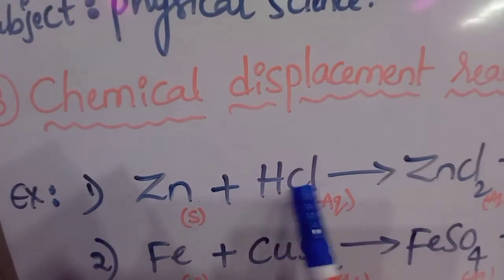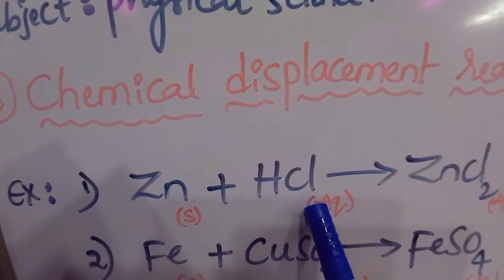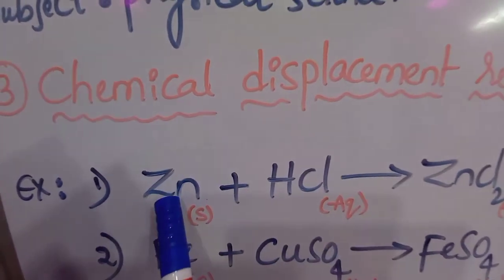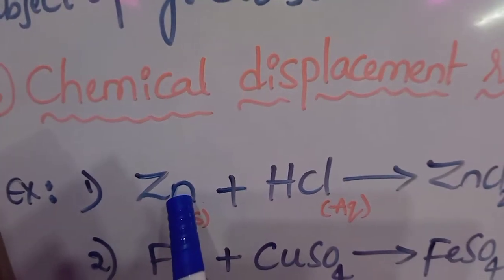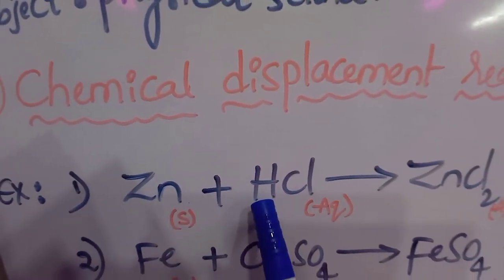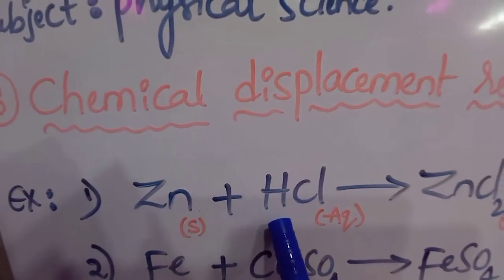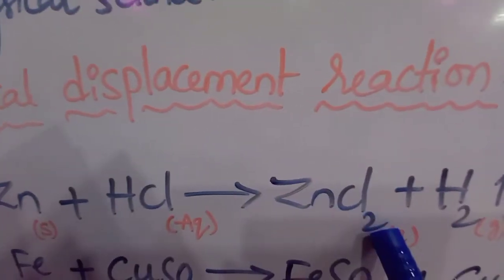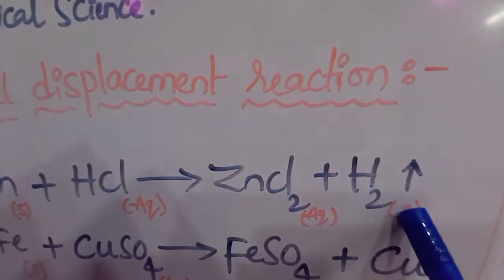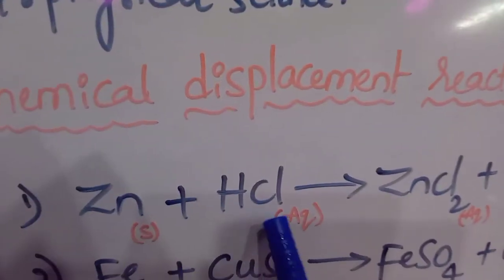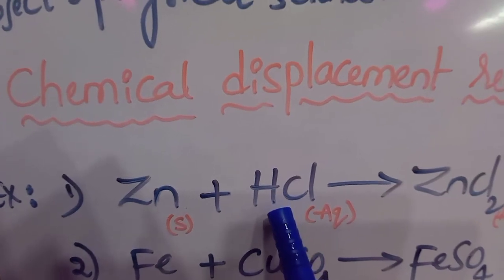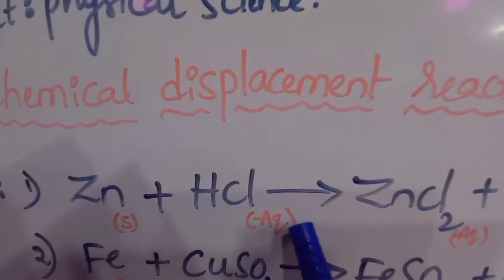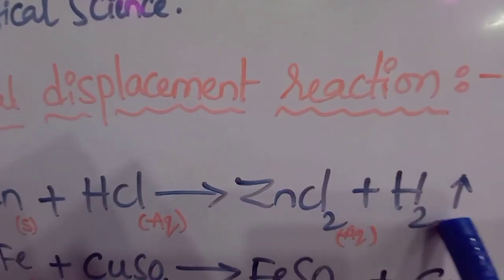Okay, now these two are the reactants. This is the element and this is the compound. So in this compound we have hydrogen and chlorine, two elements. Now zinc is the element which is more reactive than hydrogen. Therefore, this hydrogen, as it is the less reactive element, is displaced by zinc. So when hydrogen is displaced by zinc, we get zinc chloride, and this hydrogen is released in the form of hydrogen gas. So in this reaction, one element is displaced by another element, that is, hydrogen is displaced by zinc. Hence this reaction is called a chemical displacement reaction. Due to this displacement of hydrogen by zinc, we get two different products, zinc chloride and hydrogen.